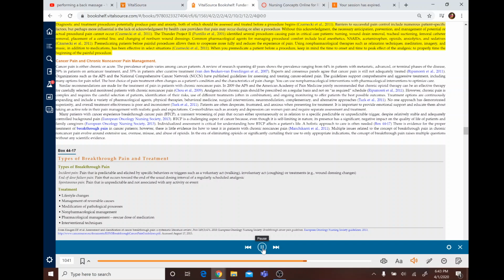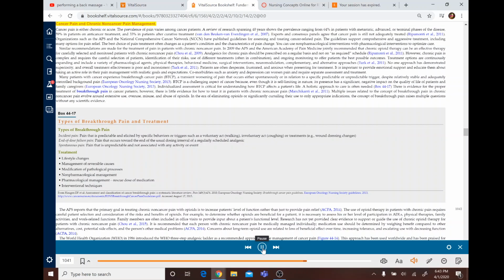Zarnecki et al., 2011. Premedicating patients before painful procedures allows them to cooperate more fully and reduces the experience of pain. Using non-pharmacological therapies such as relaxation techniques, meditation, imagery, and music, in addition to medications, has been effective in select situations. Zarnecki et al., 2011. When you premedicate a patient before a procedure, keep in mind the time to onset and time to peak effect of the analgesic to properly time the beginning of the painful procedure.